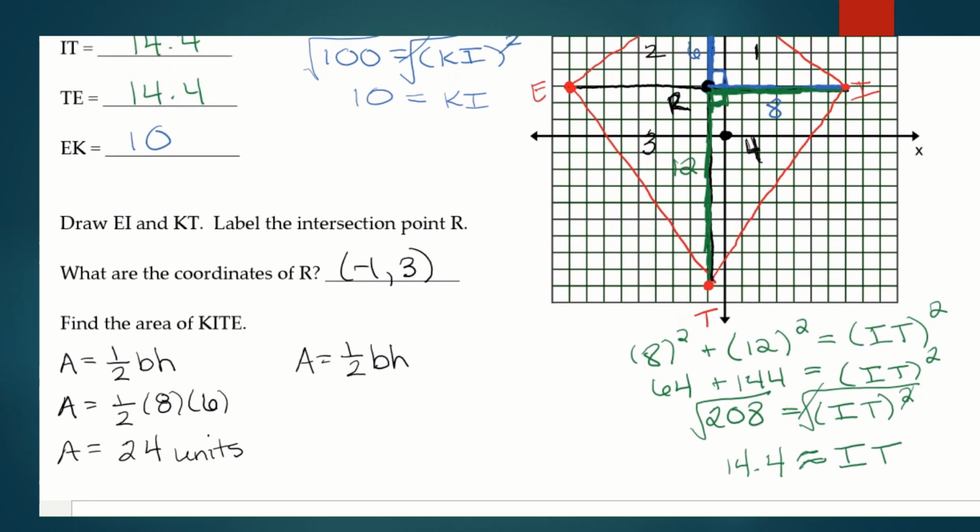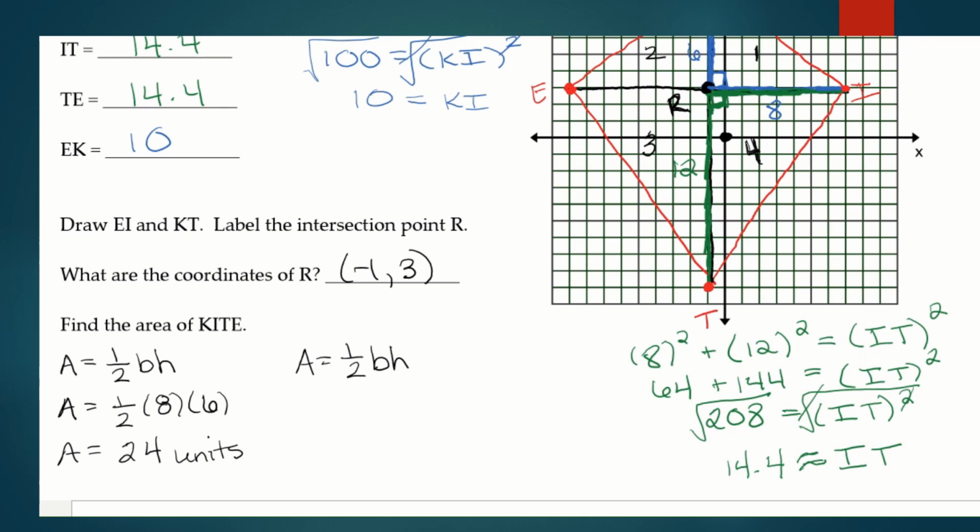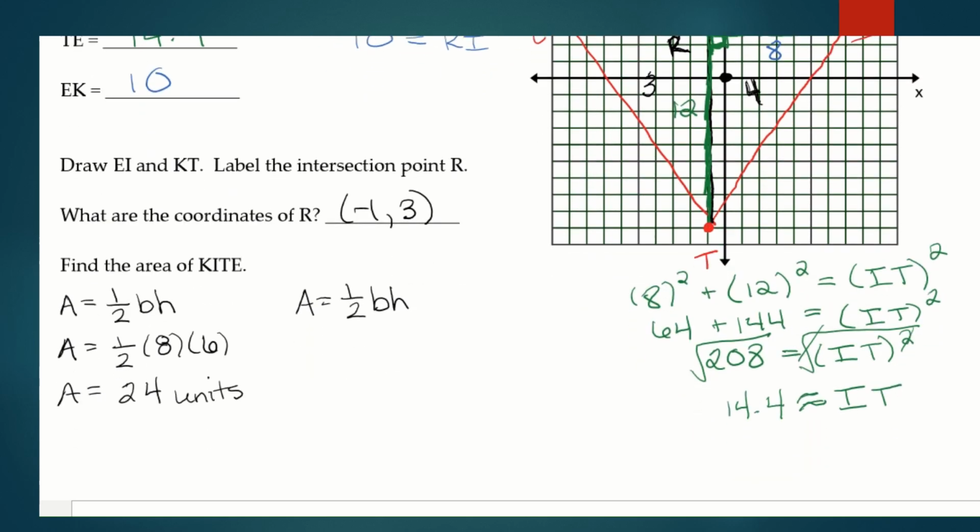Looking at triangle number 4, just because I have everything labeled there, my base, you could say, is 8, and my height, you could say, is 12. So let's go ahead and plug in those numbers. And it doesn't matter if you switched them up, that's okay. We will still come up with the same answer. All right, so once again, 1/2 of 8 is 4, and 4 times 12 is 48.